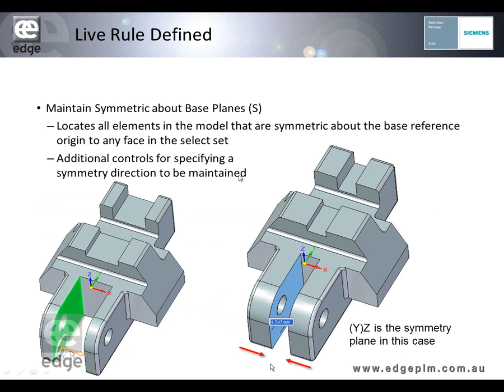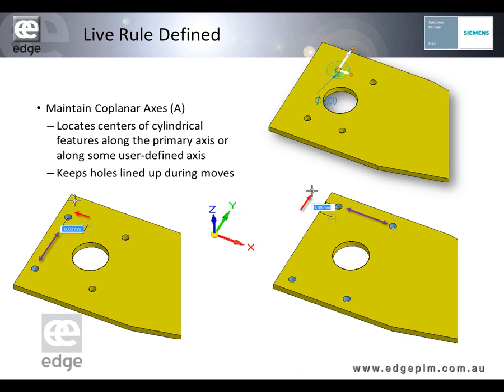Symmetric about base planes, this is a pretty common one. This is the base planes of the part we see here. So if I move this face, its opposing face, it'll find the symmetric face and move it with it. So I'm moving this face inwards, that moves with it. The symmetry plane in this case will be the YZ plane, this plane here, denoted by those two axes. You'll see that come up in the live rule as well. The live rule, we'll see that shortly. It'll show you which plane is being affected.